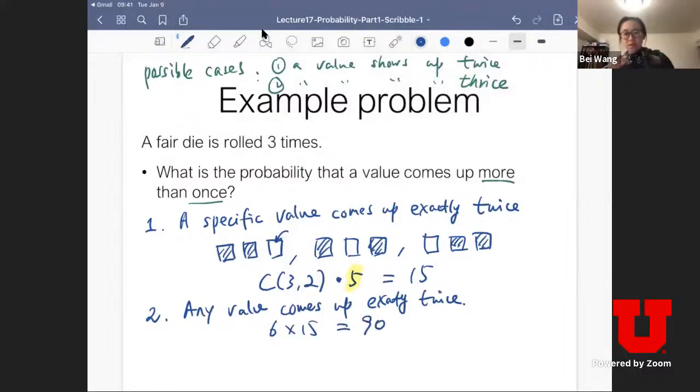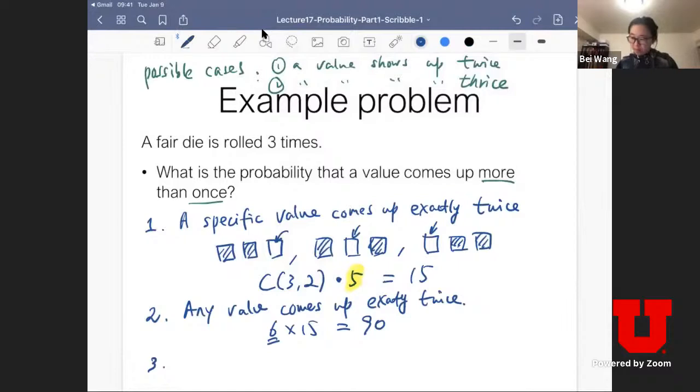So again, this requires a little bit of thought. Again, let's go back to the situation. Why in the first step do I have 5? This 5 is actually looking at what values you can choose for the ones that are not repeating. And now this is choosing the value that is repeating, okay?